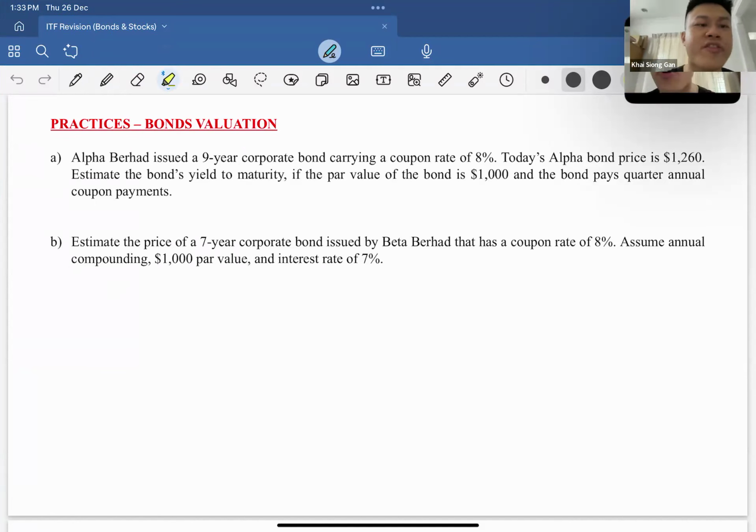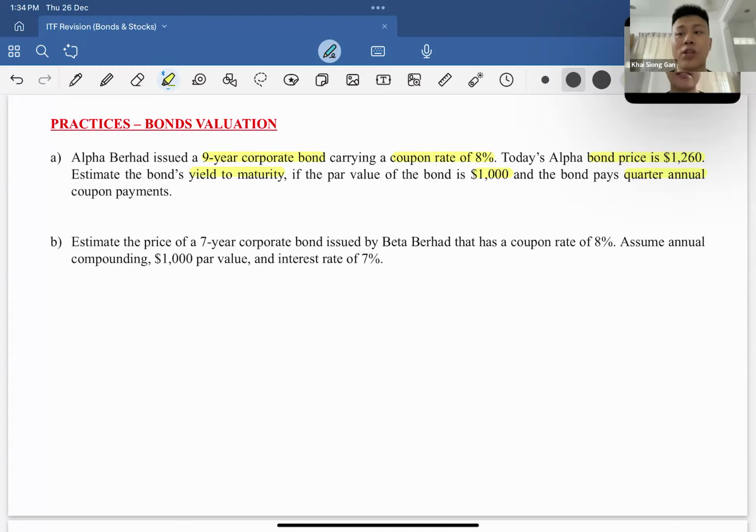So the first question over here: Alpha Berhad issues a 9-year corporate bond carrying a coupon rate of 8%. Today's Alpha bond price is 1260. Estimate the bond's yield to maturity, which is what we call the YTM, if the par value of the bond is 1000 and the bond pays quarterly coupon payments.